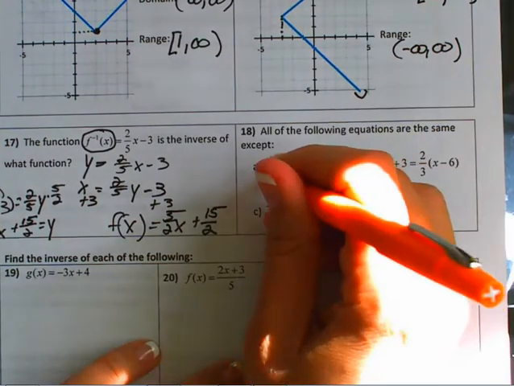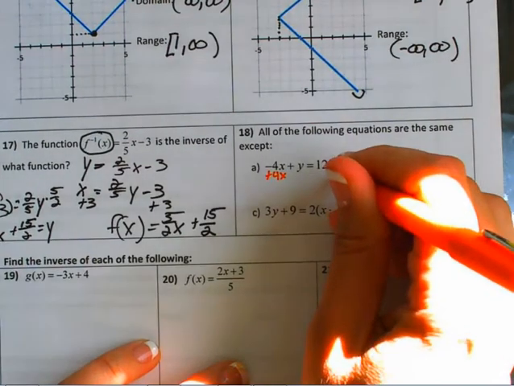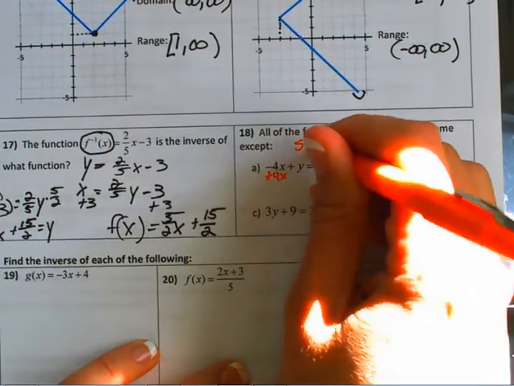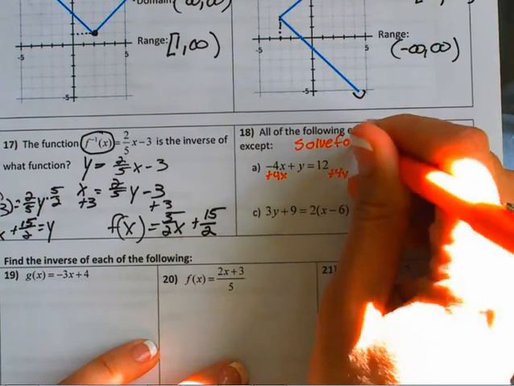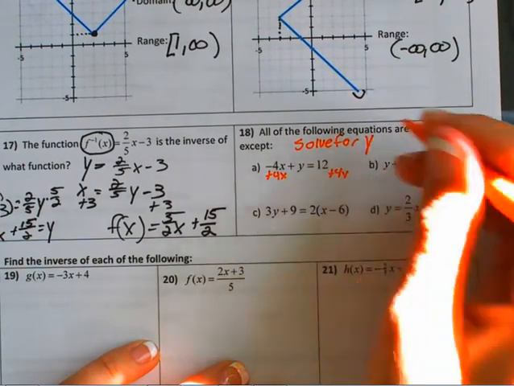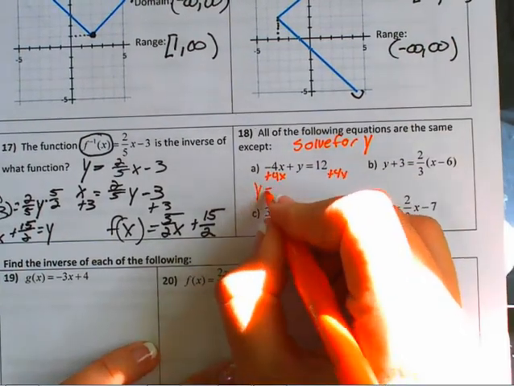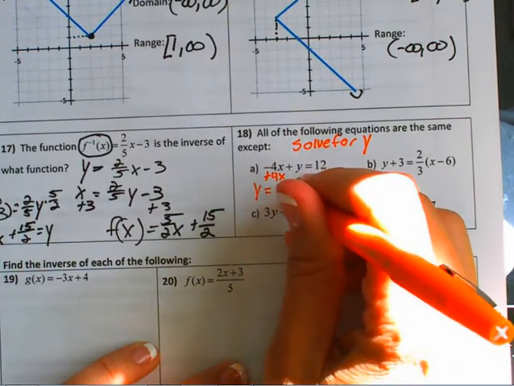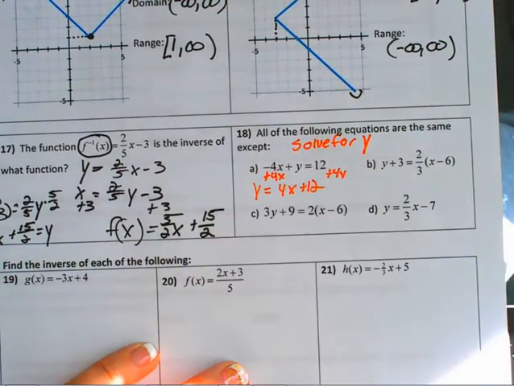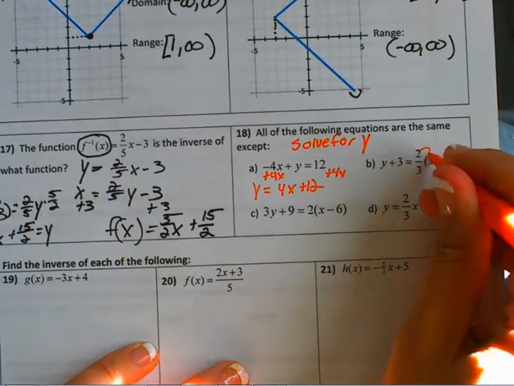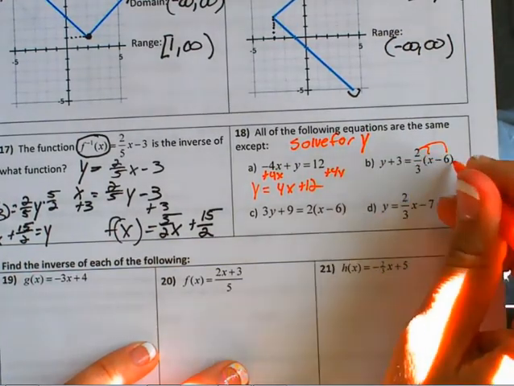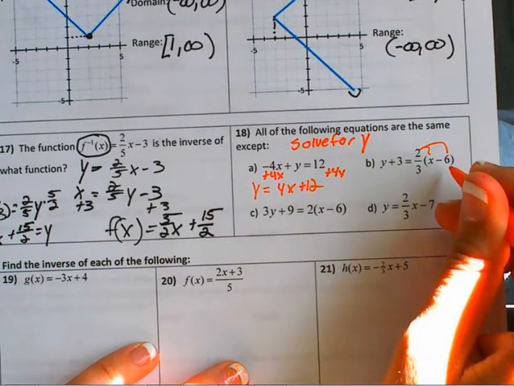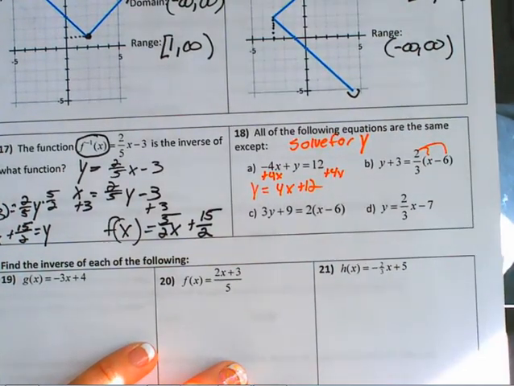So I'm going to plus 4x. I'm solving for y. So the key here is to solve for y. And we don't have a lot of room here. Solve for y. So this one is y equals 4x plus 12. Okay. Here we're going to have to distribute. And then once we do that, we'll move the 3 over. So go ahead and solve all of these for y.